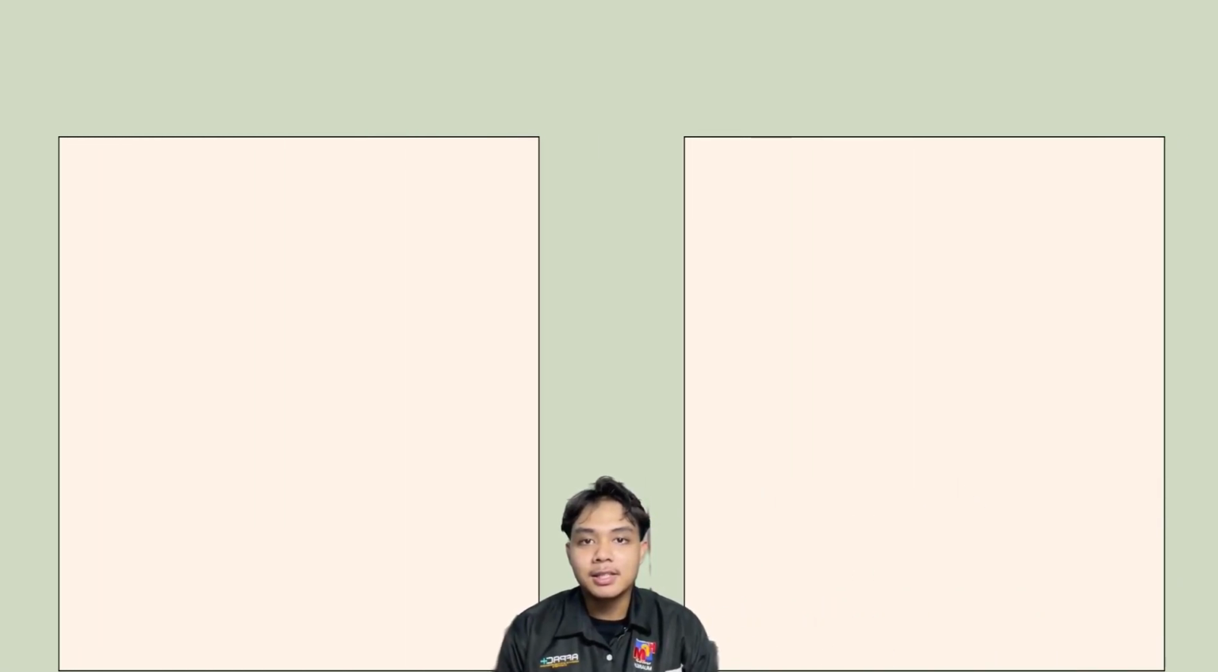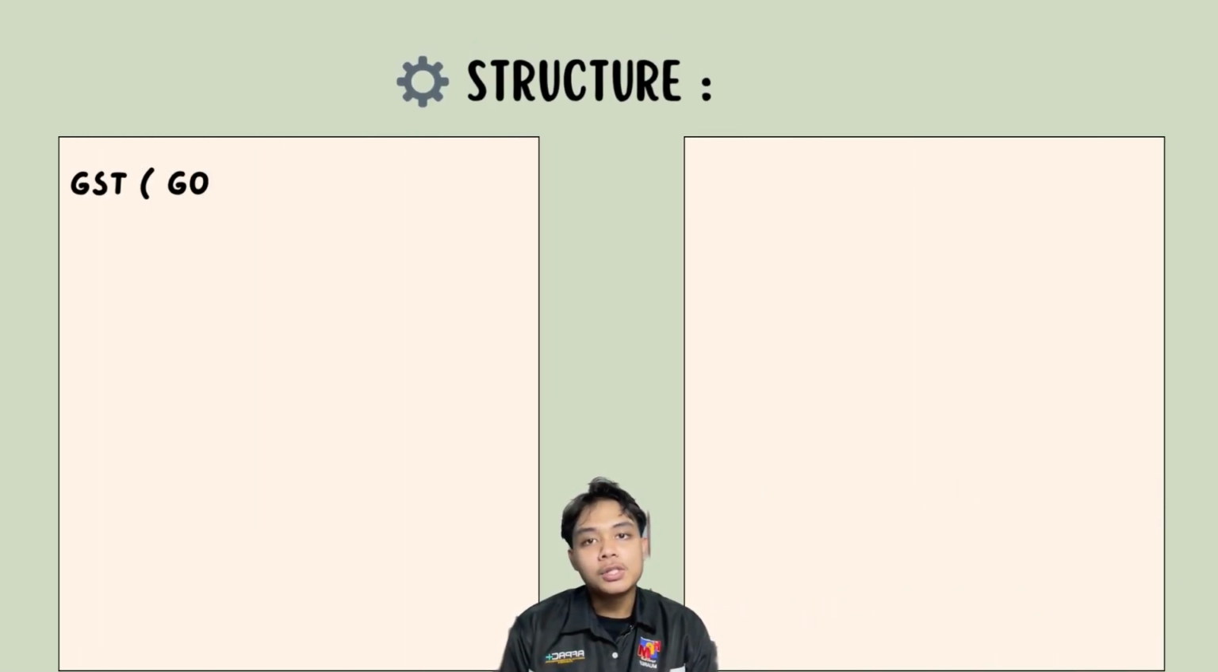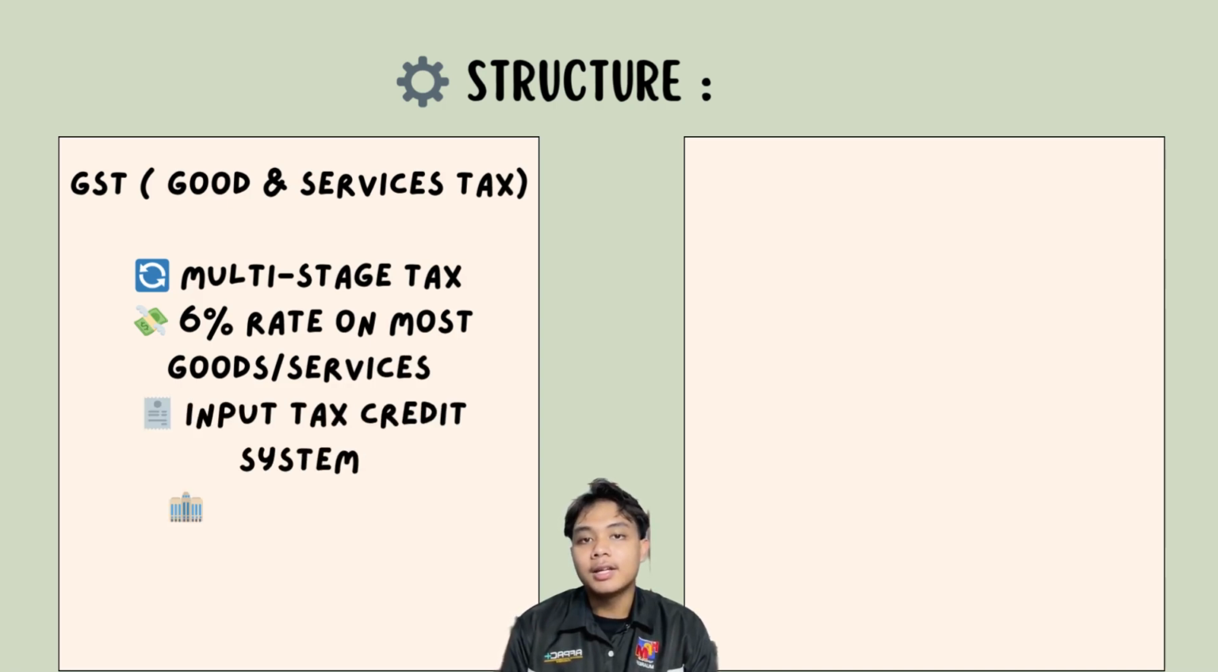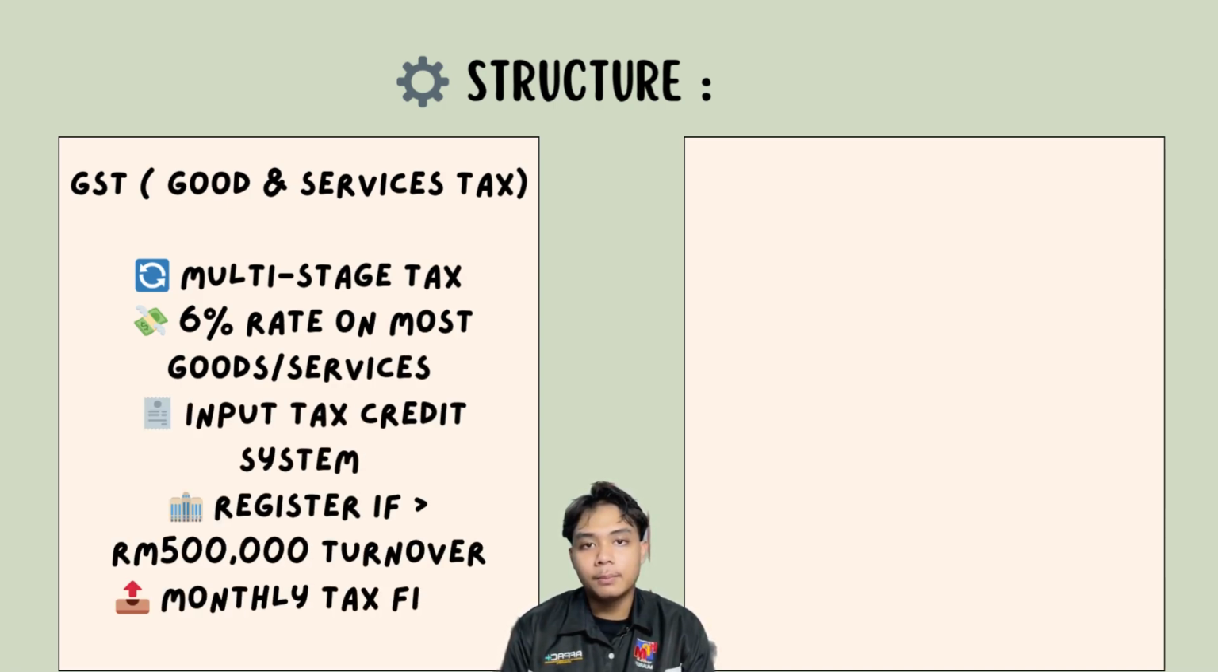Next is the GST structure. GST was a multi-stage tax applied at every level of the supply chain. It had a standard rate of 6% and covered most goods and services. Businesses that earn more than 500,000 a year had to register, issue tax invoices and submit reports monthly. One key feature of GST was the input tax credit, which allowed businesses to claim back tax they paid on business purchases. This helped avoid double taxation.